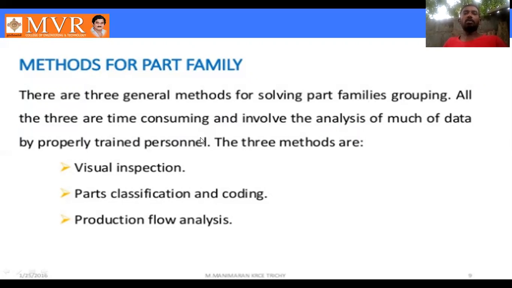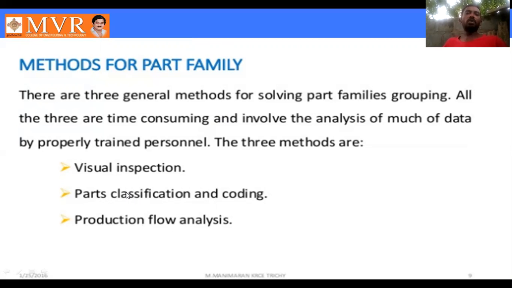All three are time consuming and involve the analysis of much data by properly trained personnel. The three methods are: first, visual inspection; second, part classification and coding; third, production flow analysis.